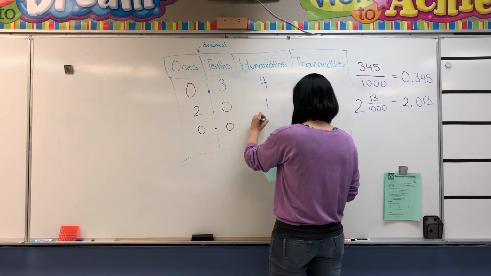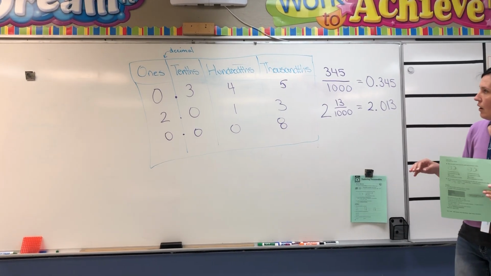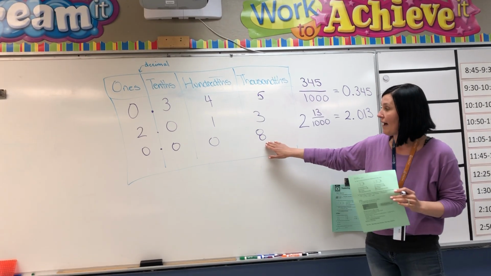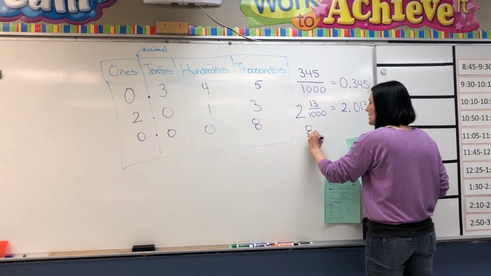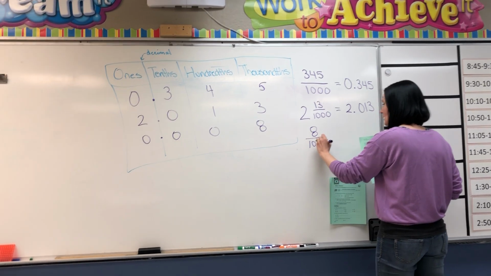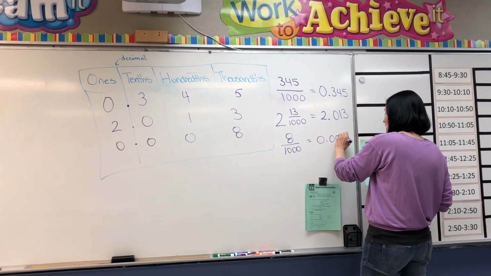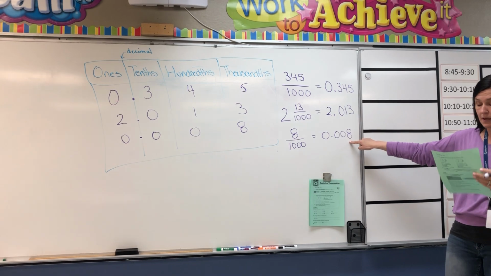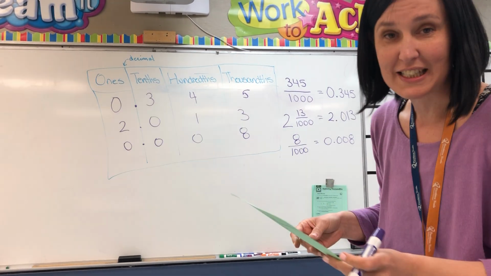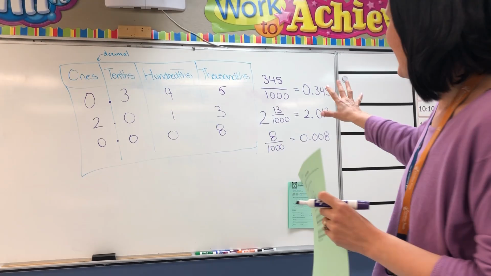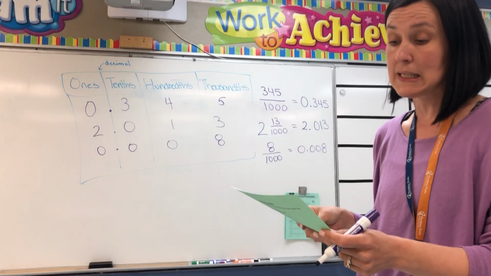0 0 0 8. Okay, so what this tells me is I only have 8 thousandths. I have 8 out of 1,000. And as a decimal, I would just have to show it as an 8 in the thousandths place. Okay? So this is, wow, it's very loud today. So that's how we can write decimals and fractions and how they relate to each other using the thousandths place.